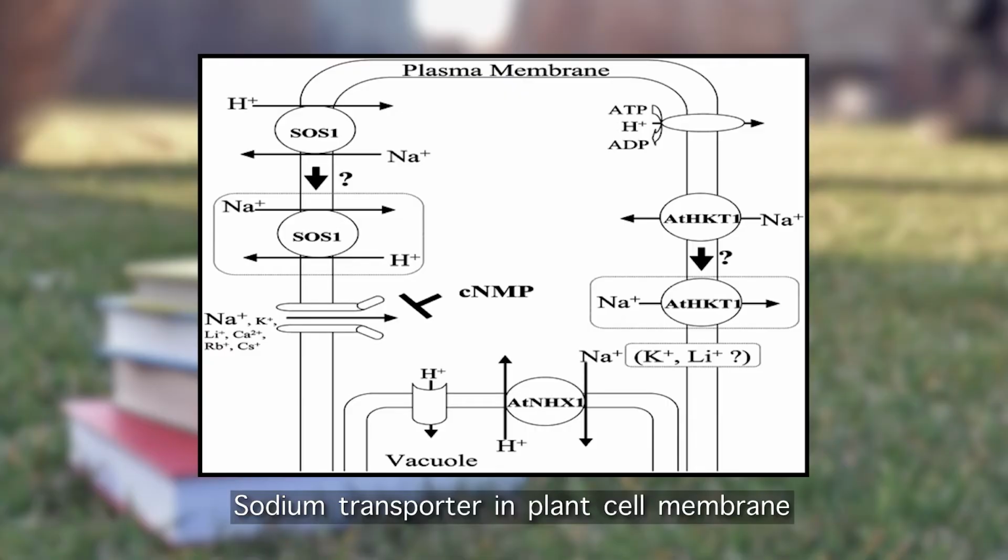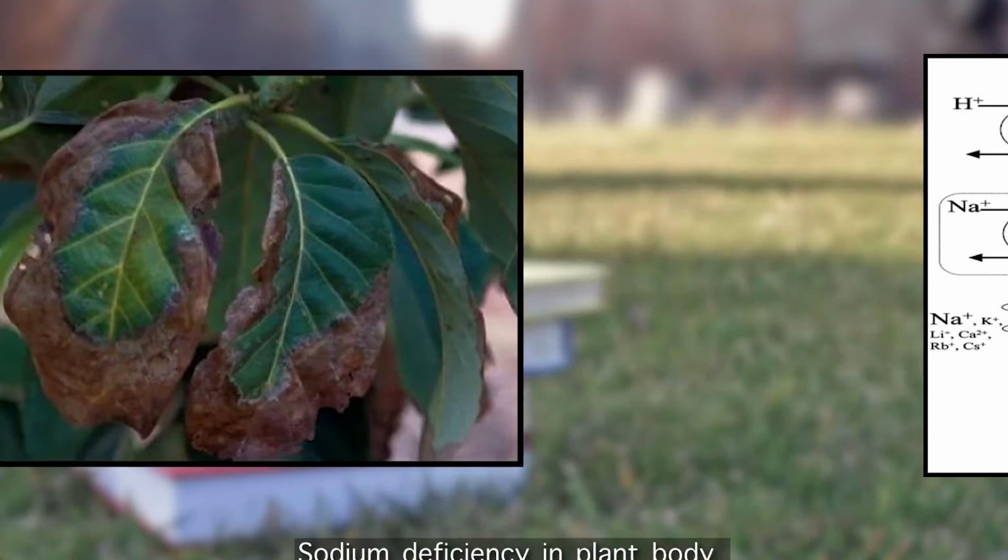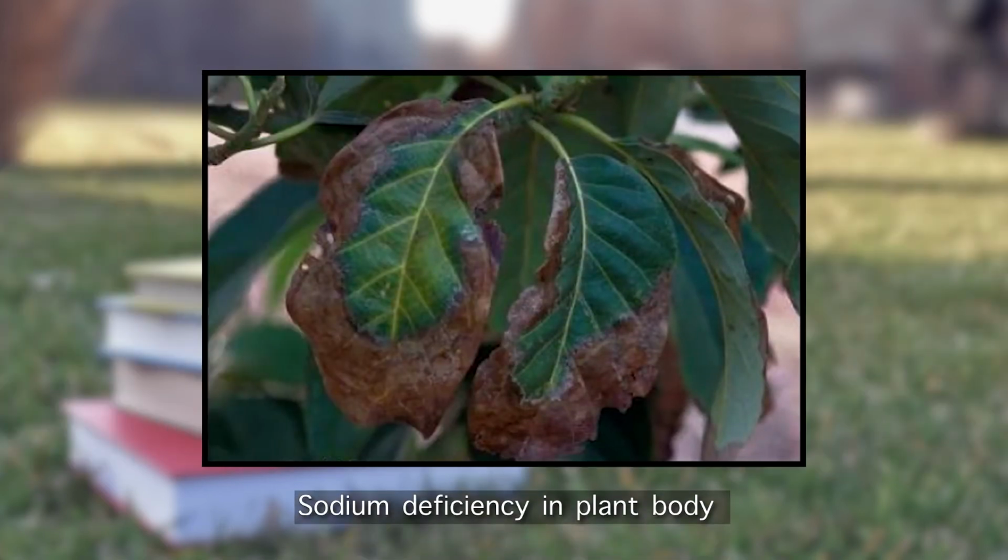But here it is not within the cell but from the cell into the vacuole. So, what does it mean? It means that sodium is not only taken up by the cell cytosol, it is also taken up by the vacuole or vacuolar sap, and it is stored within the vacuolar sap. As I already told you, the sodium ion deficiency is the same as that of potassium ion, showing chlorosis.